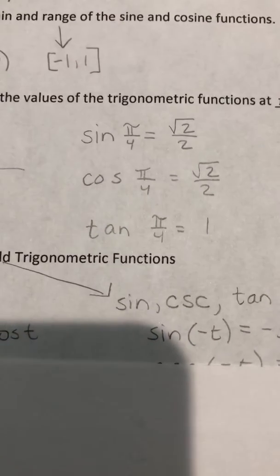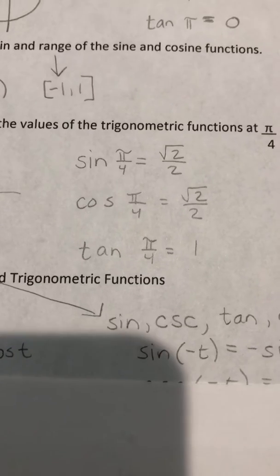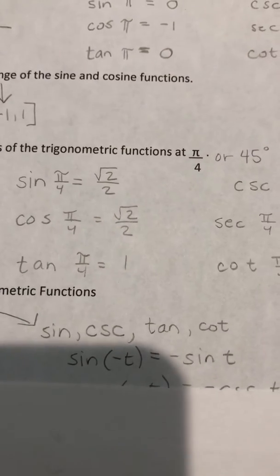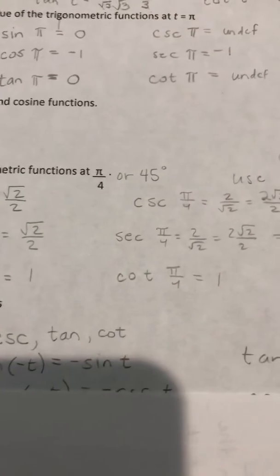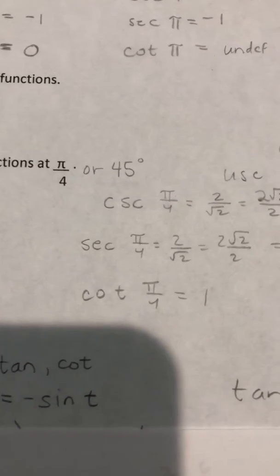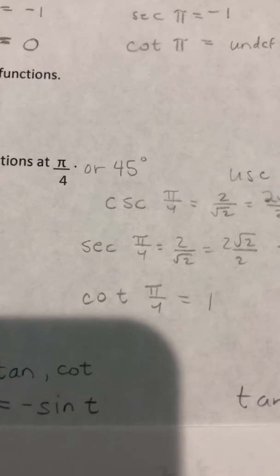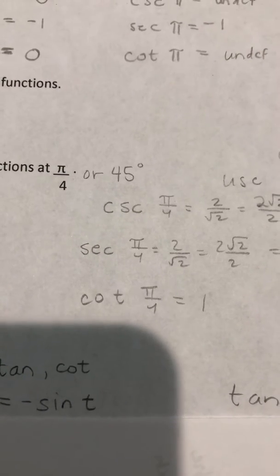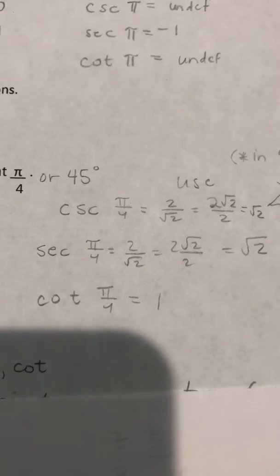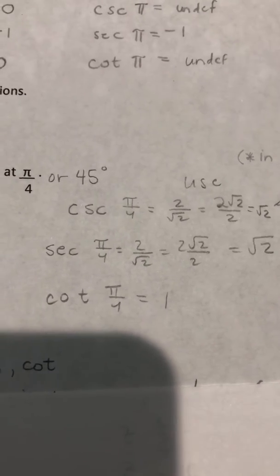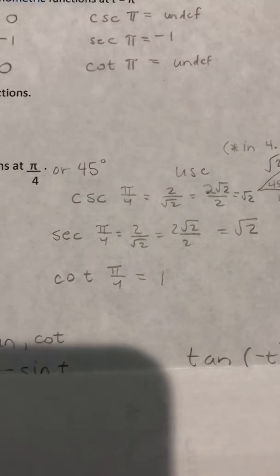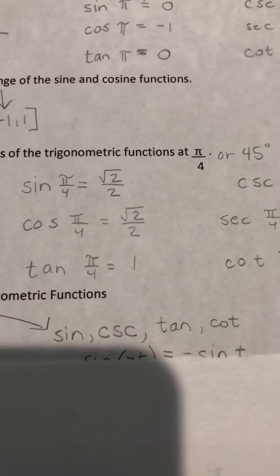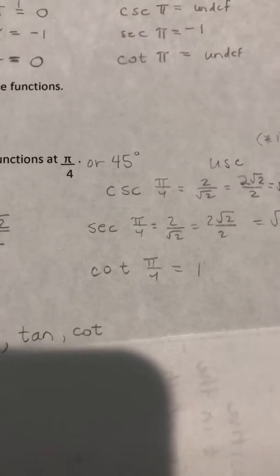Now, the other three trigonometric functions are just reciprocals of those. So the cosecant is going to be the reciprocal, which is 2 divided by radical 2. And then I rationalize the denominator by multiplying by radical 2 over radical 2. The 2's cancel out, and I'm left with just radical 2. The secant is the reciprocal of the cosine. It's going to be the same thing. The cotangent is the reciprocal of the tangent, and 1 divided by 1 is 1.